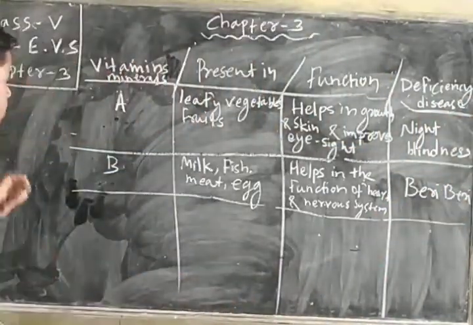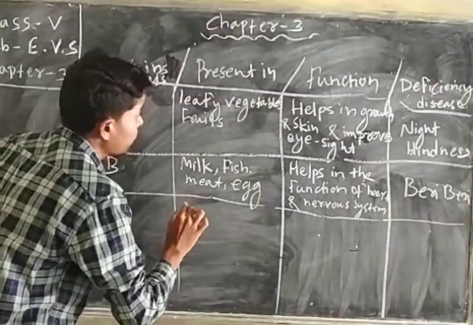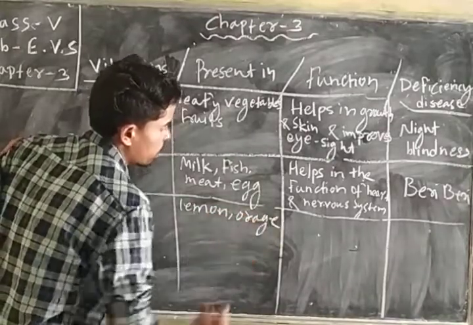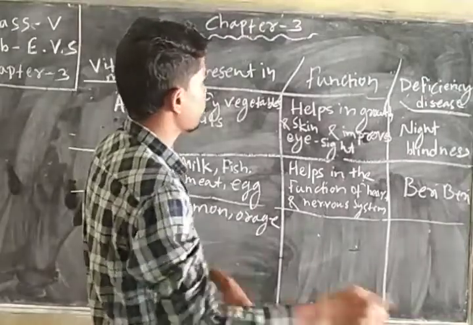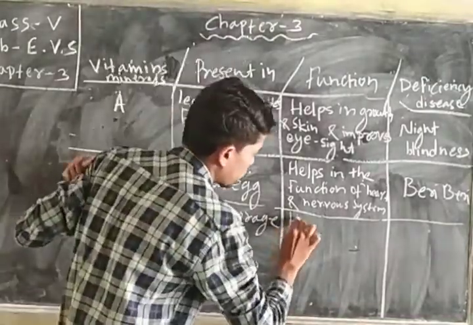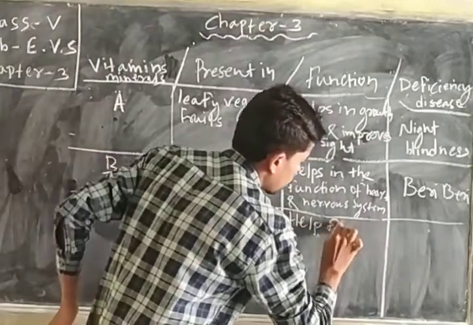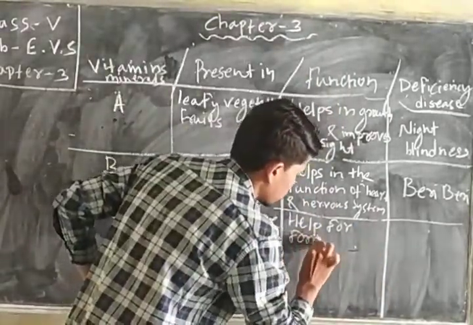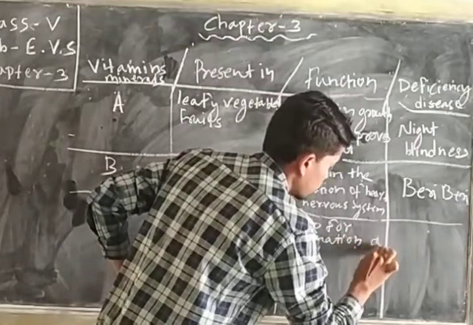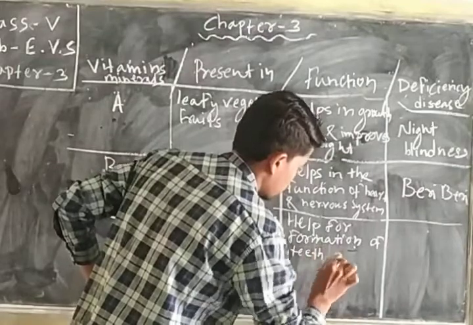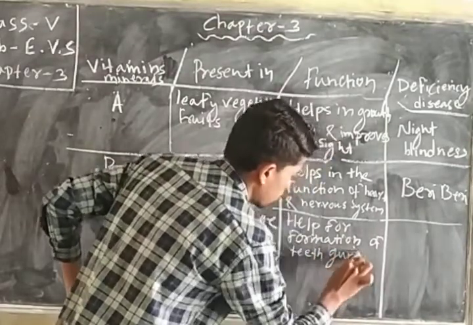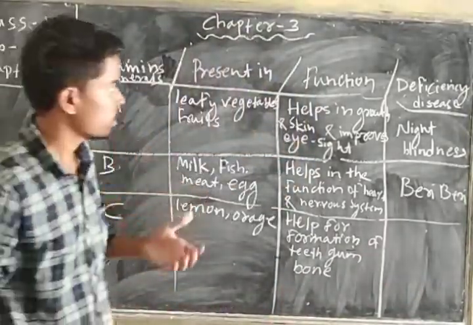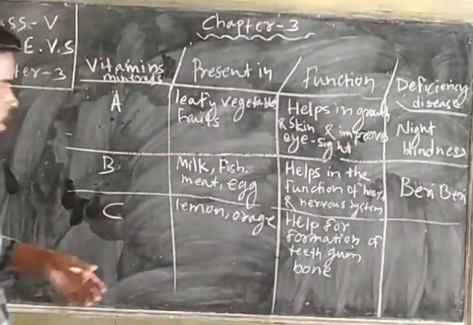Now come to vitamin C, which is present in lemon and orange. The function of vitamin C is to help in the formation of teeth, gum and bone. The deficiency disease, in lack of vitamin C, is scurvy.